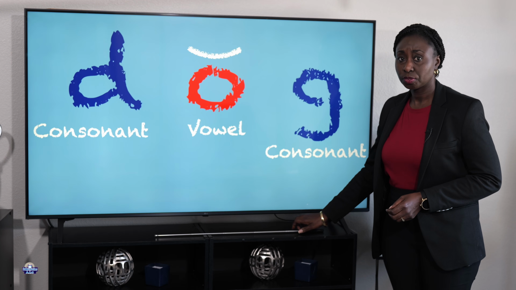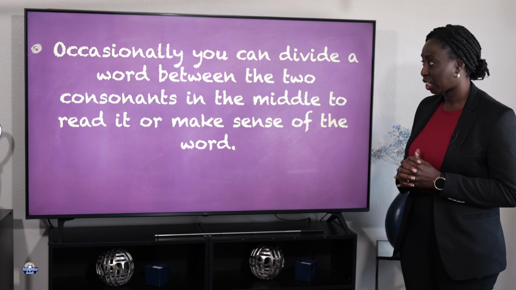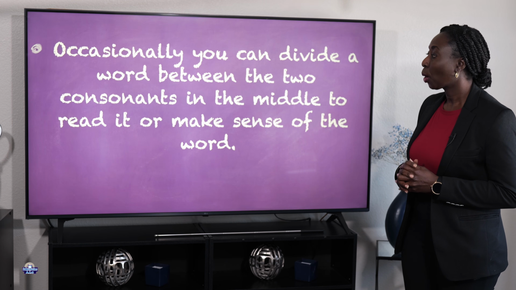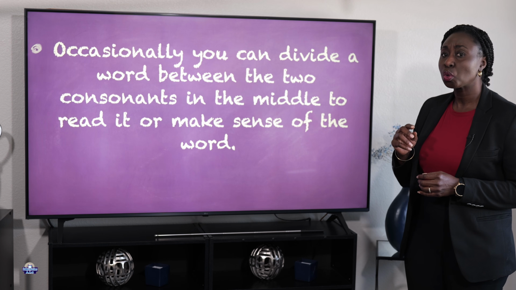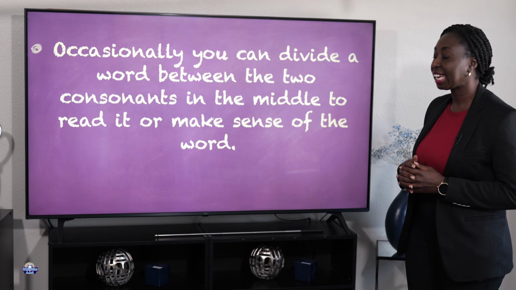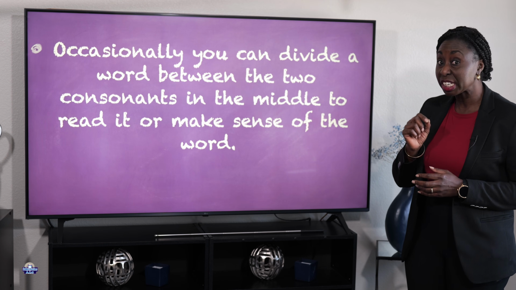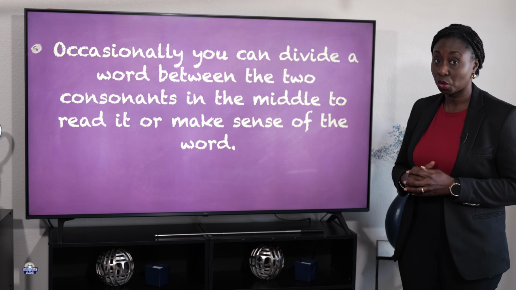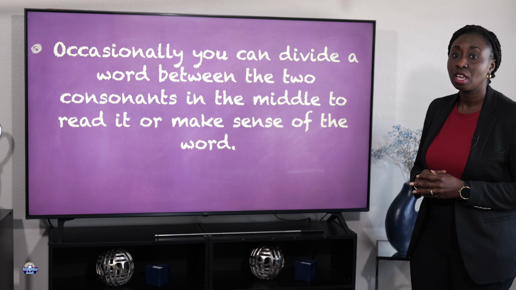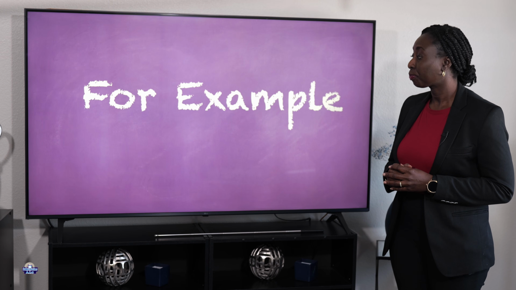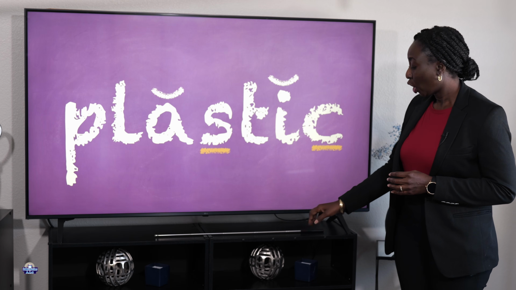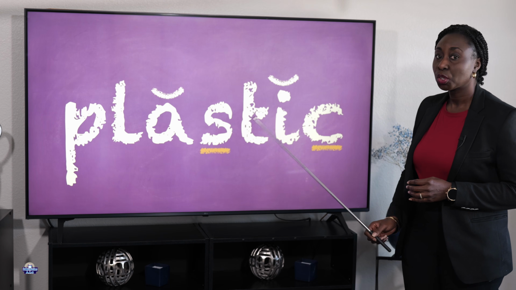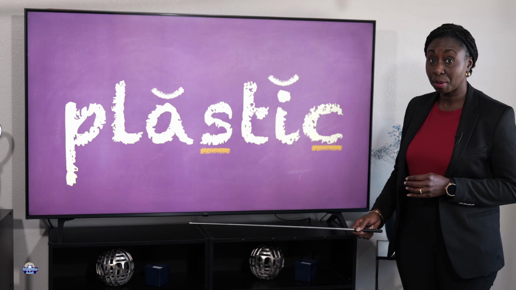Now, occasionally, you can divide a word between the two consonants in the middle to read it or to make sense of the word. For example, look at this word, plastic. We will divide the word in the middle.